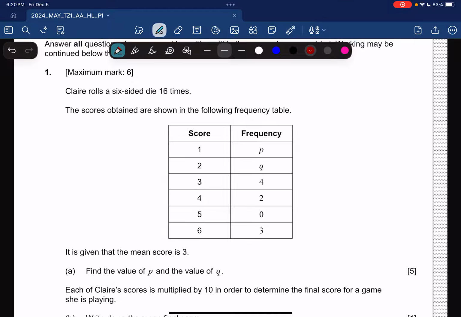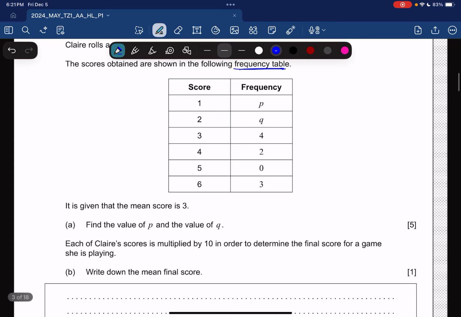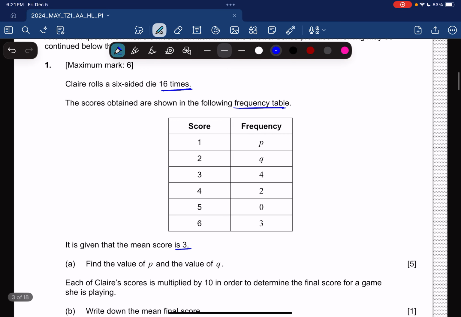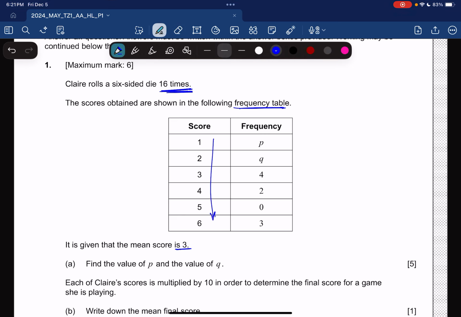So, the first thing to note here is that you're given a few important things to play with. First, we are told that Claire rolled the die 16 times. What does this mean in our frequency table, which is also an important thing they gave us? They gave us a frequency table, they gave us a mean score, and they gave us the number of times that the die has been rolled. Now, if you look at the frequency table, I notice that the scores are 1, 2, 3, going all the way to 6, just like the six-sided die.